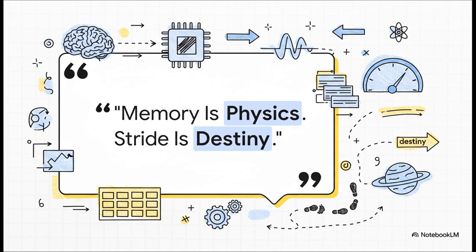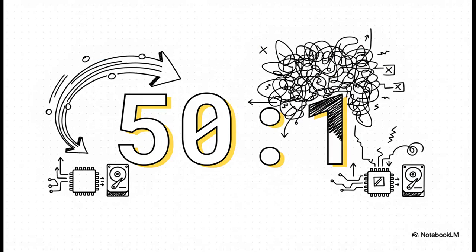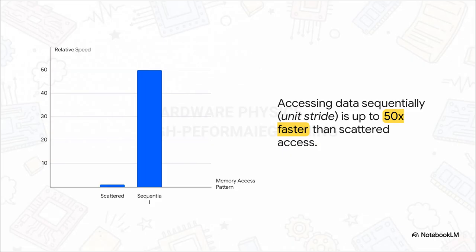It's your destiny. And we're not talking about a small difference here. The original documents and modern tests have confirmed this. They show that doing it the right way versus the wrong way can lead to a 50-to-1 speed difference. 50 times faster just by changing the pattern of how you read your data. It's insane. And this chart just lays it out perfectly. That scattered access on the left, where your code is jumping all over memory, that's like trying to read a book by picking one random word from each page. It's just painfully slow.